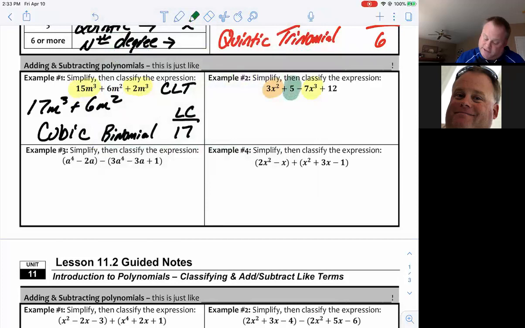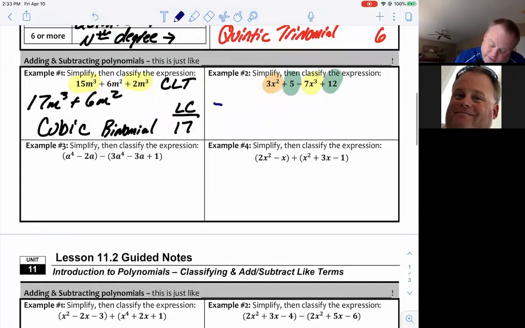And then there's a constant here and a constant there. So I really only have one set of like terms, and that is my constants. So when I look at this, I want to write this in standard form and combine like terms at the same time. My highest power is negative 7x to the third in the yellow highlighter. So I'm going to write that first.